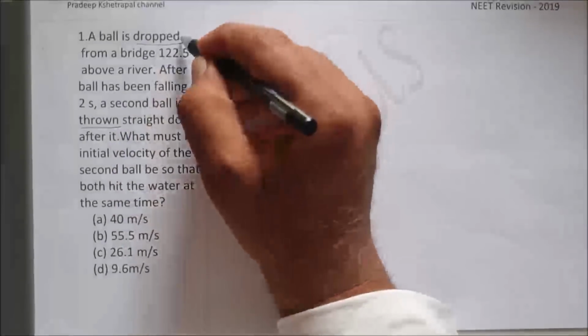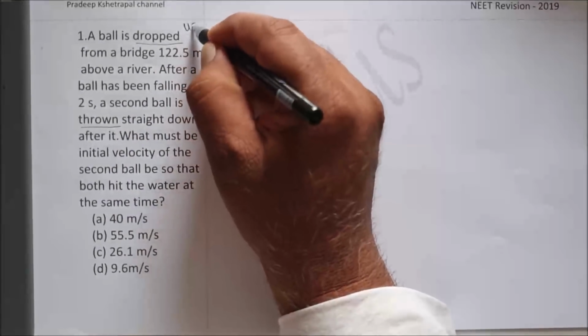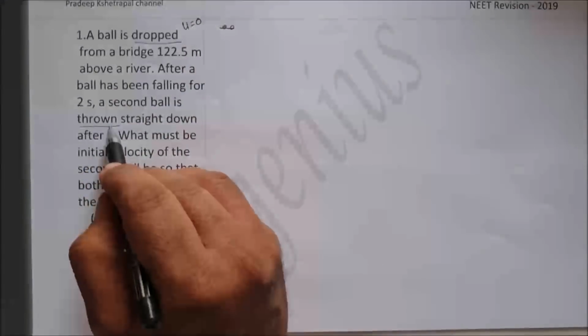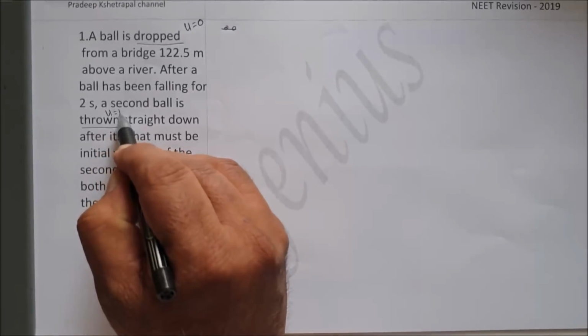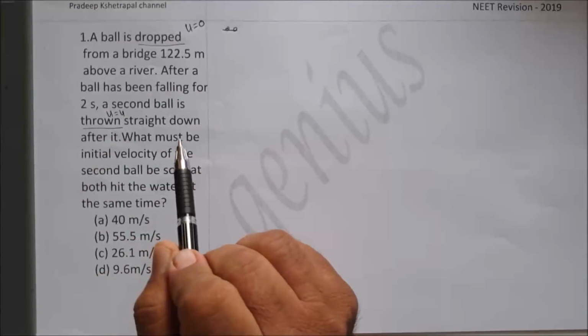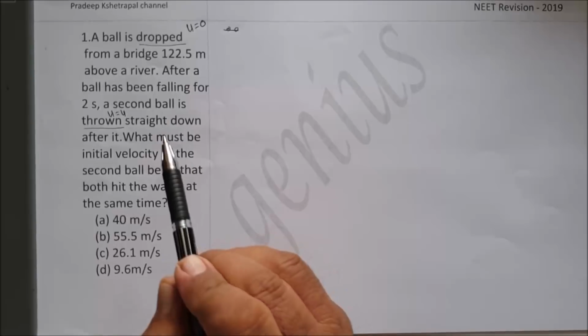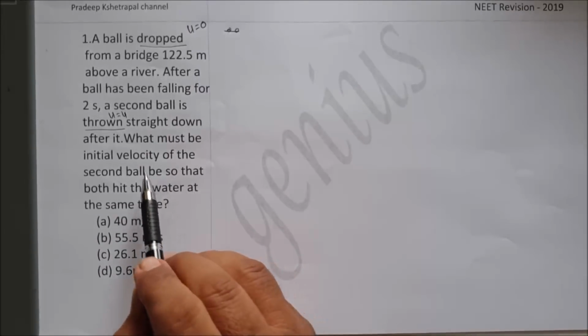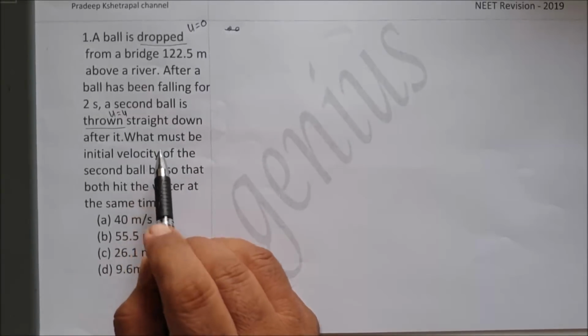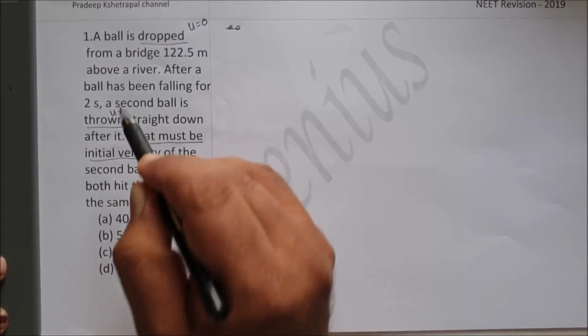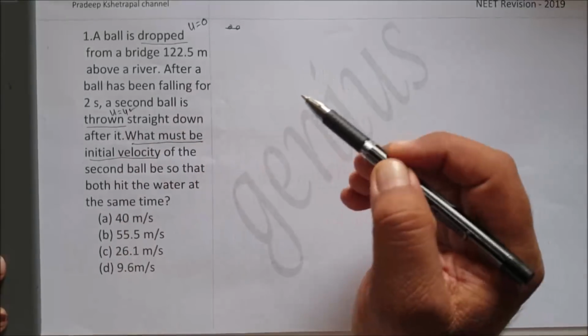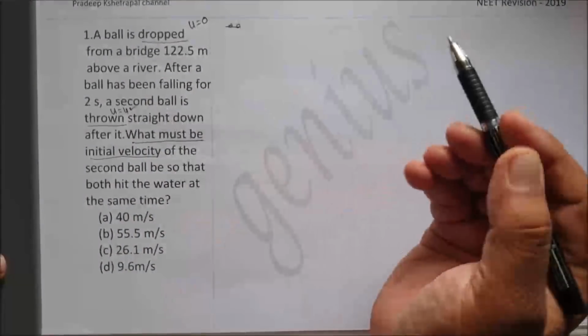When we say it is dropped, its initial velocity is 0. When it is thrown, its initial velocity is not 0. It has a certain value, say u. Now, what are we supposed to find out? What must be the initial velocity. That means we have to find the value of this u, the initial velocity.